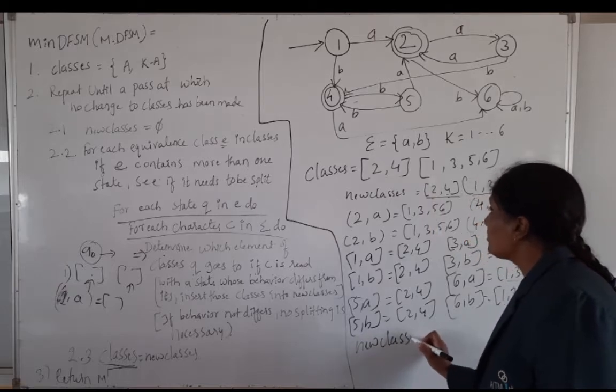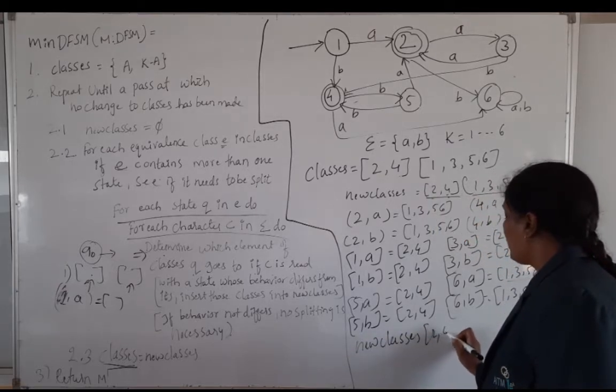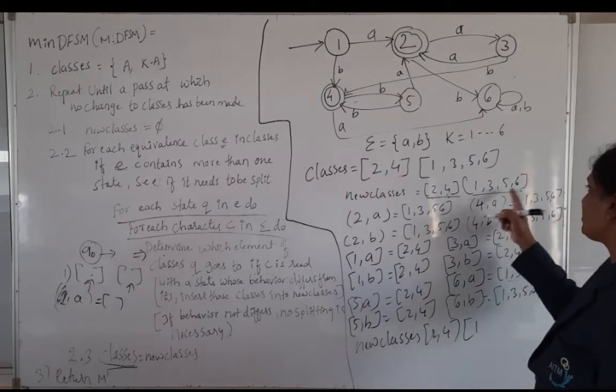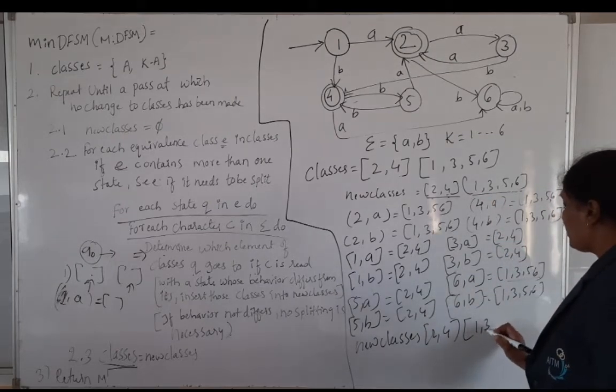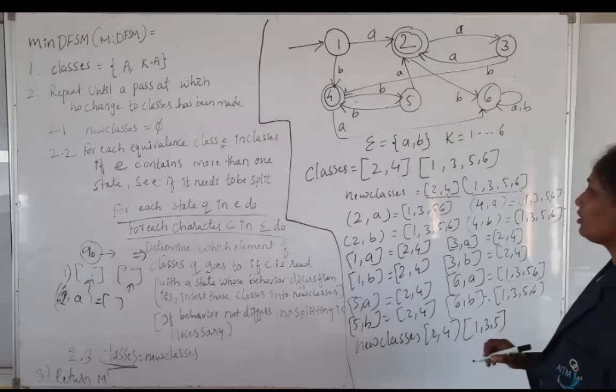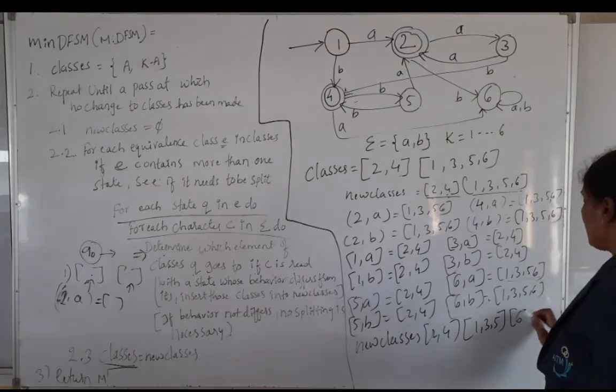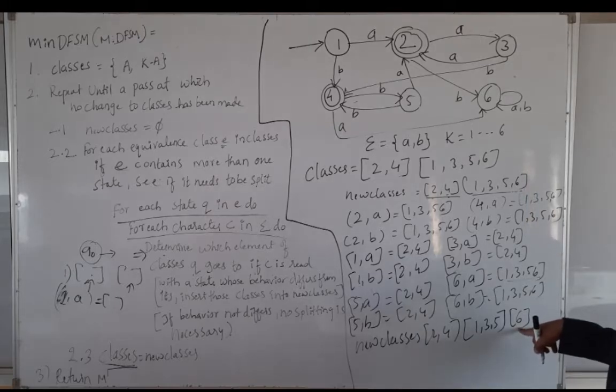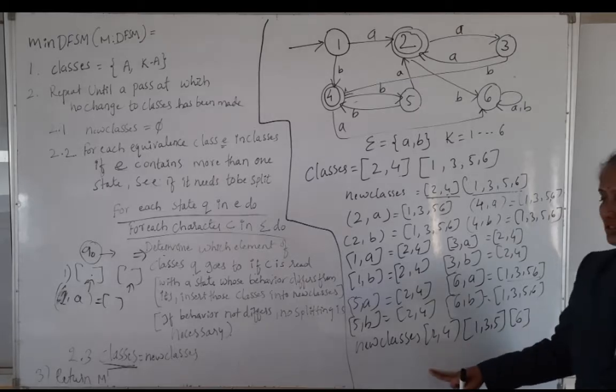So new classes are what? 2 and 4, these are already there. Next I will split this class. I will write 1 3 5 in one group and 6 I will write in a separate group, where 6 is a single state, so further division is not possible. After that again you are going to follow the same procedure.